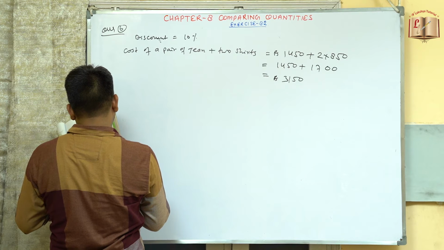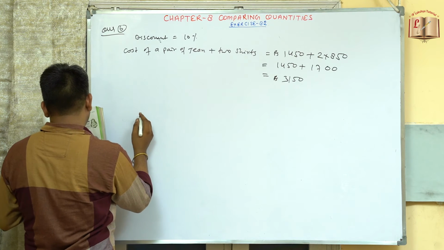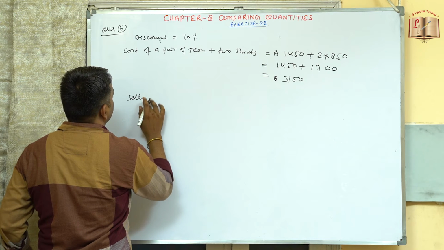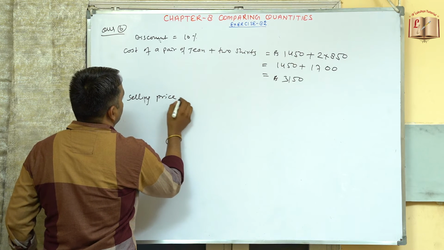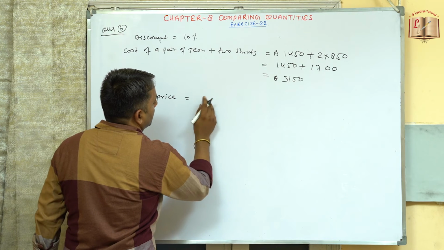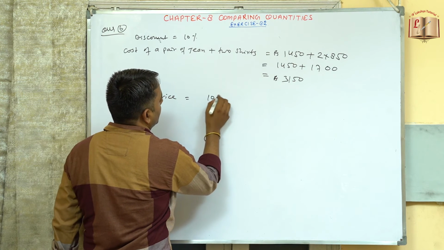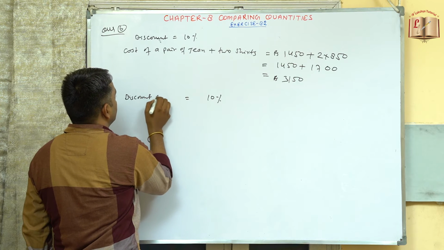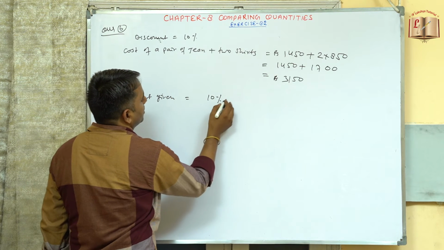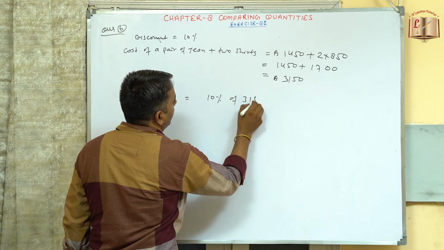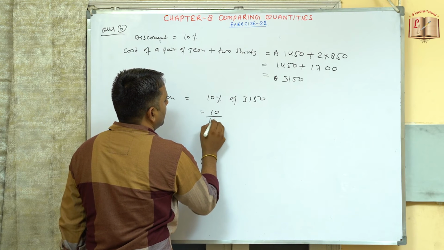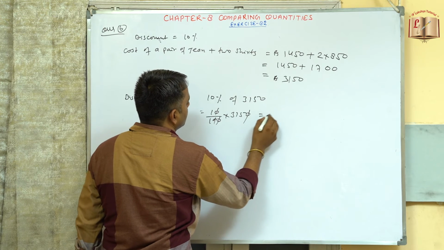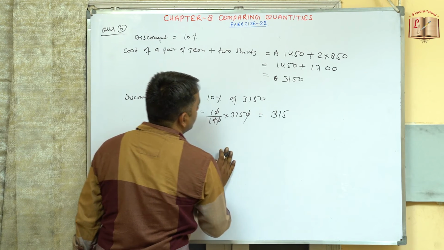Now 10% discount is offered. So the selling price will be equals to, now we'll find out the discount. So the discount given will be equals to 10% of the total amount 3150. So this will be now 10 by 100 into 3150. 0 0 0 0 cancelled. So this is 315 rupees.